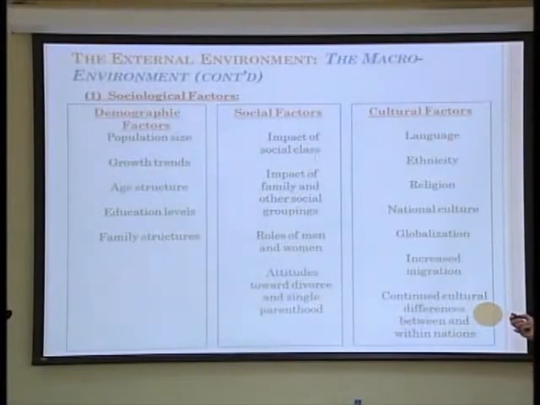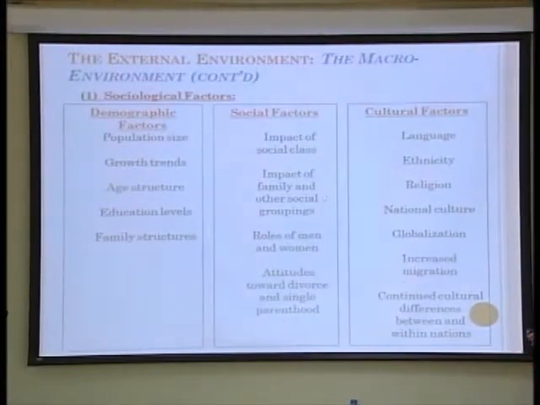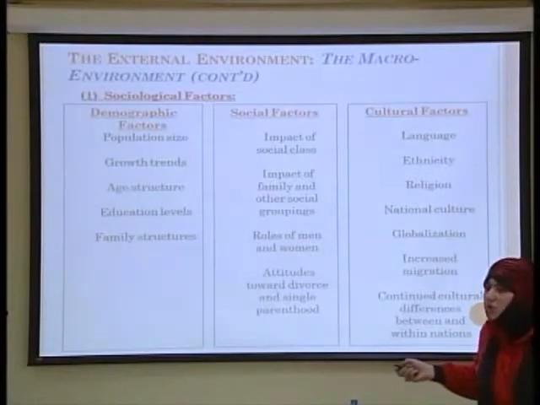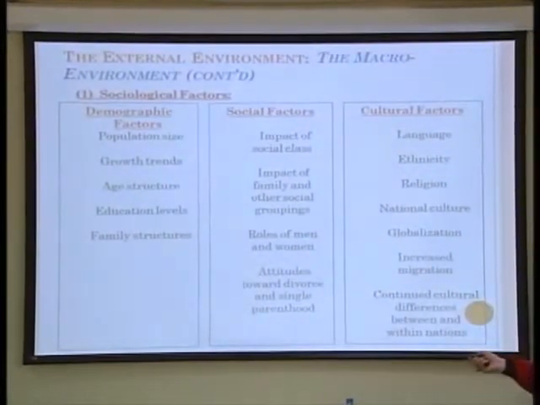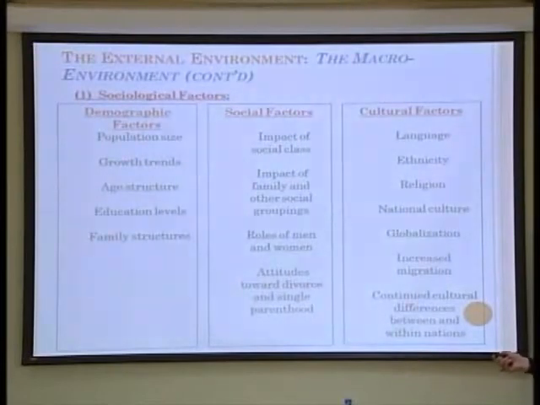Social factors: the impact of social class, the important impact of family and other social groupings, roles of men and women. For example, are ladies working in this society or staying home? Attitudes towards divorce. Cultural factors: language. Do we need language in marketing? Of course we need it. We need to be aware of cultural differences in terms of language. Ethnicity, religion, national culture, globalization, increased migration.